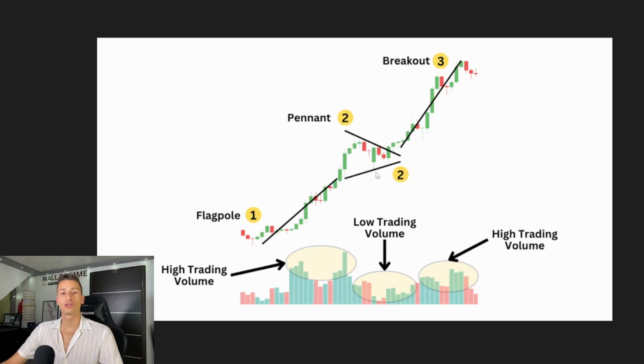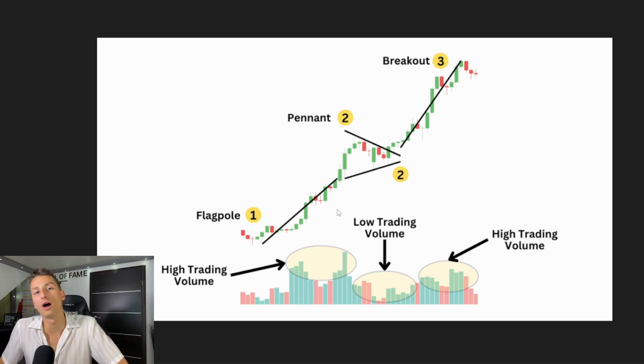Bull pennant. The target is the same as for a bull flag and bear flag. You need to measure the pole and then move it again the same range of this pole. You need to place it at the breakout and then project the same number of points as this previous pole.